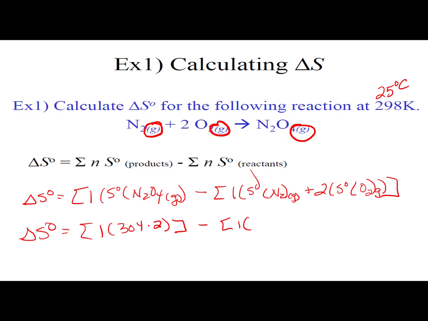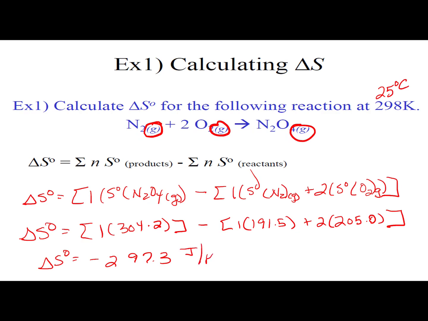Then minus 1 times the standard entropy of nitrogen gas at 298 Kelvin, which is 191.5, plus 2 times the standard entropy of oxygen at that temperature, which is 205.0. And so our standard entropy change in this case is a negative 297.3. The units for that are joules per Kelvin mole.